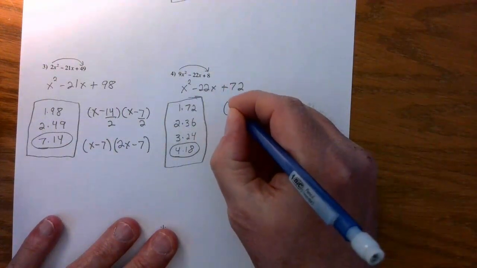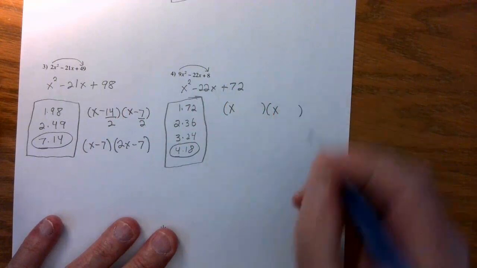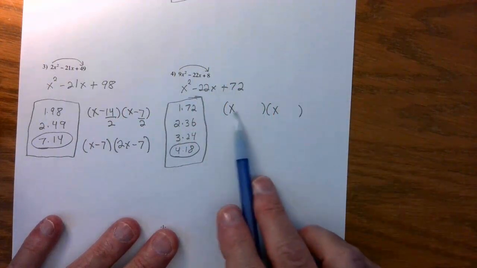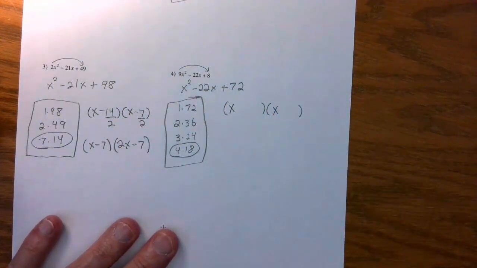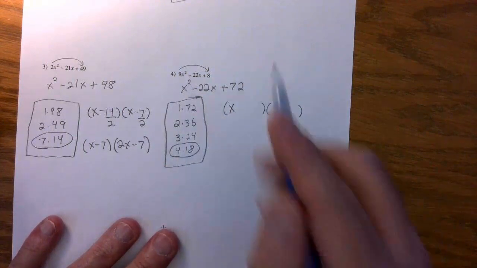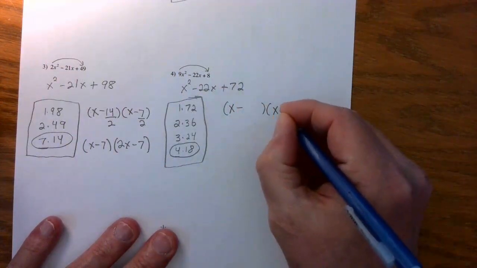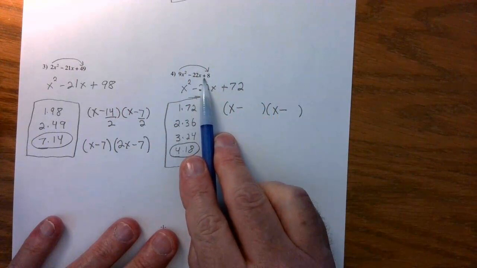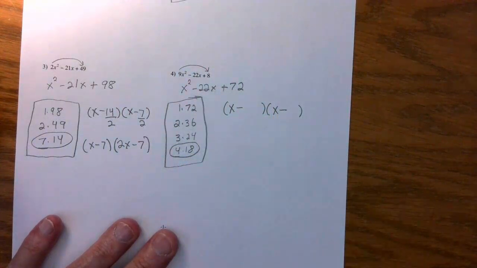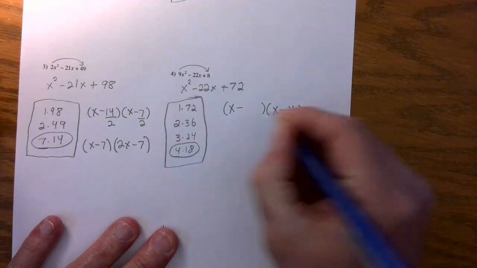Okay, again, go for the answer. Make your brackets. Again, I call this the form. Make your form. Okay? And that negative was right here. They're both negative, and that sign tells us they're both the same. It was 4 and 18. Again, I like to put the little one last.